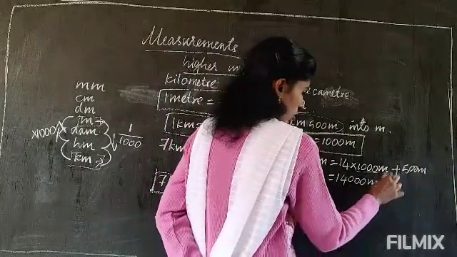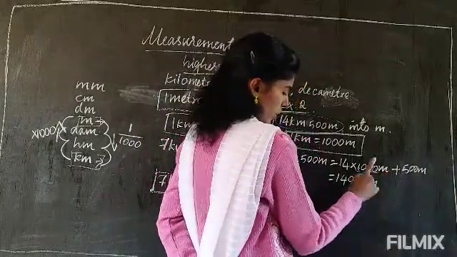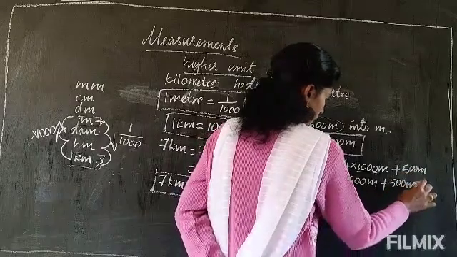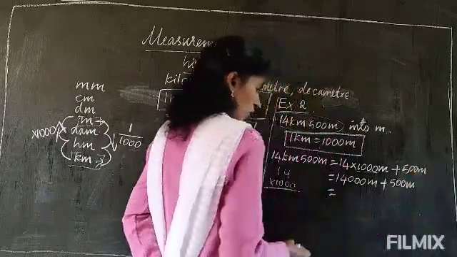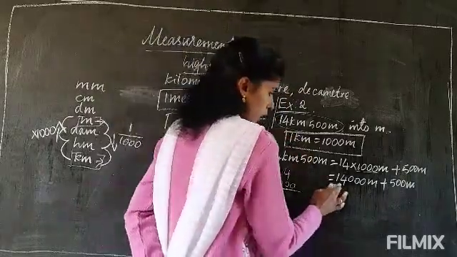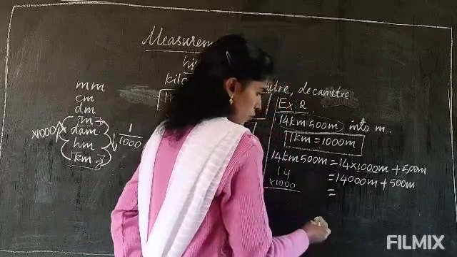Again this is meter, so it is compulsory to write the unit meter, don't write just the number. Again plus this 500 meter. Wherever the measurements and units are given, it is compulsory to mention the unit, not just write the number. Now 14,000 plus 500.